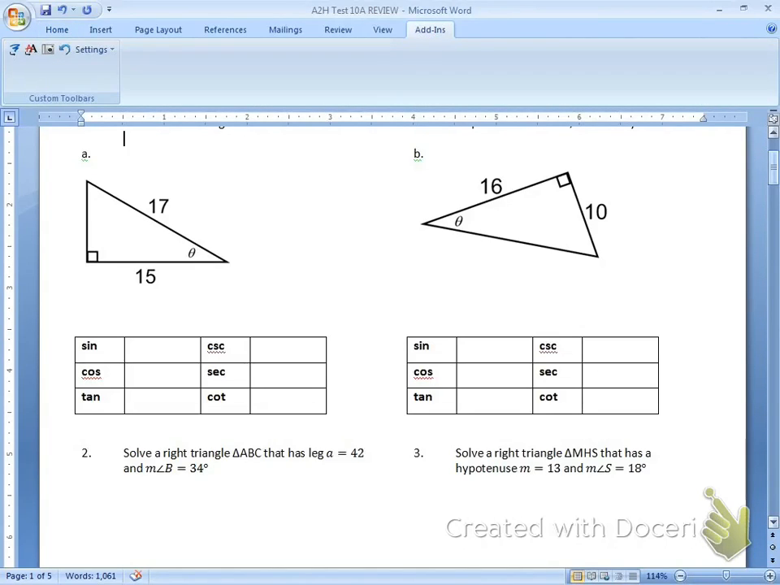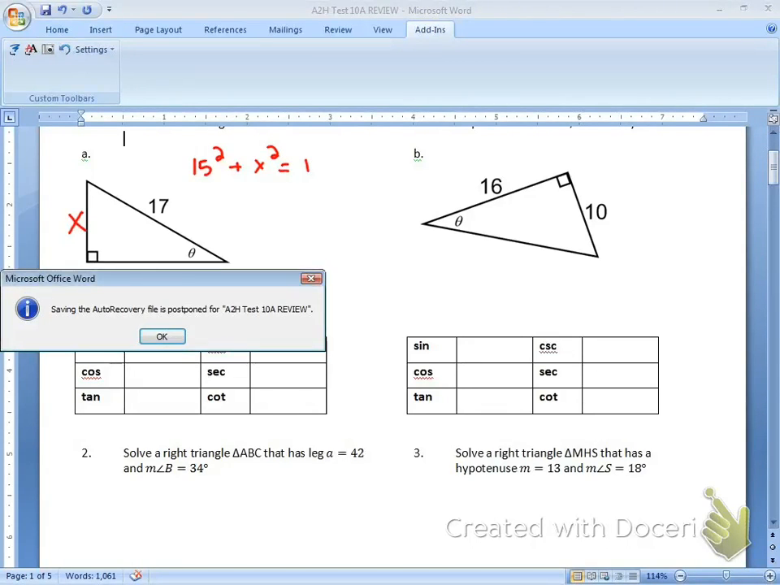Okay, for number 1, A and B, we're going to do this one quickly because this should be quite simple for you since you've been doing this in geometry as well last year. We want to find the sine, cosine, tangent, cosecant, secant, and cotangent of this triangle. First thing we need to do is find the third side of the triangle, by doing the Pythagorean Theorem. So 15 squared plus x squared equals 17 squared.